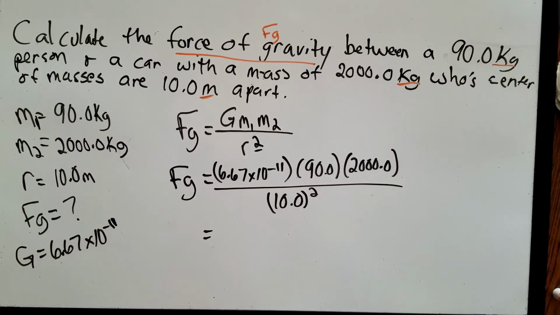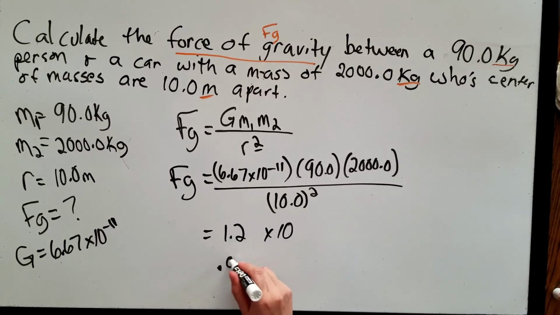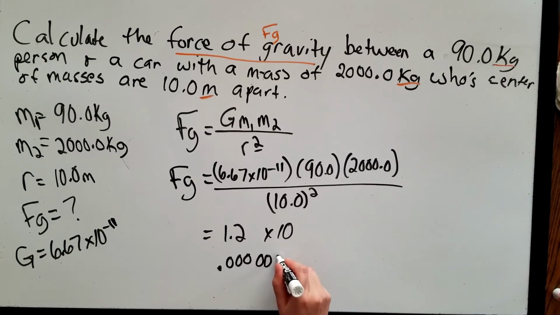So now, plugging all of those in, so 6.67 E negative 11 times 90 times 2,000, and then divided by 10 squared. My calculator did not put in scientific notation. 2 times 10 to the 4, 5, 6 zeros, 1, 2.